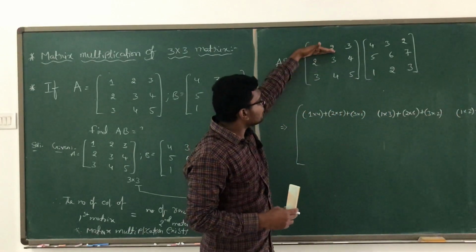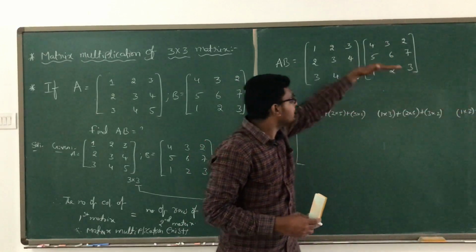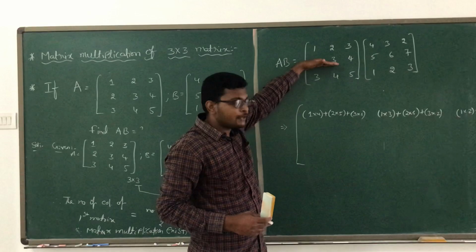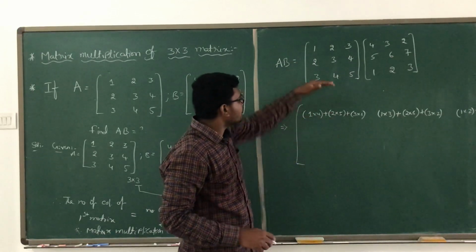Similarly, first row with the 3 columns. See here, first row, 3 columns. Similarly, now as we are moving to the second row, here also move to the second row. Clear? Now what are you going to get here?